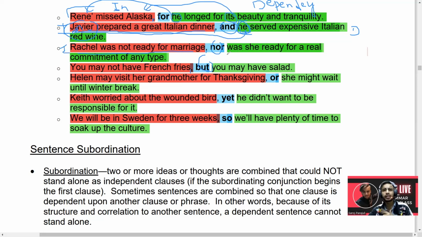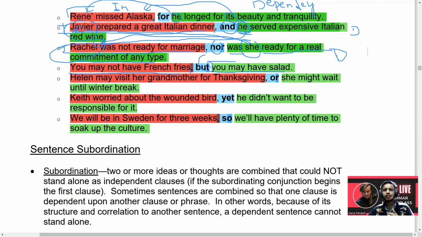Now what is this? Let's have a look at the second one. Who is she? Ready for a real commitment of any type. Now who is she? She is Rachel. Very good, well done, guys. And this is the dependent sentence, because she is dependent on the first line. Now another. You may not have French fries, but you may have salad.